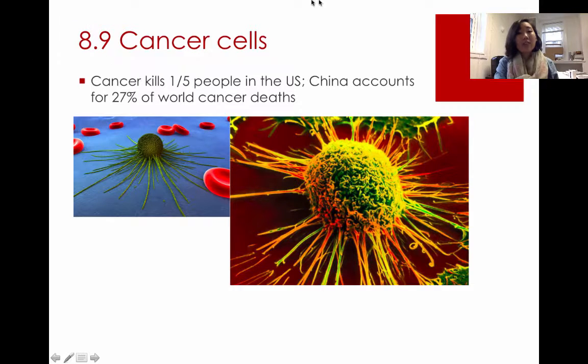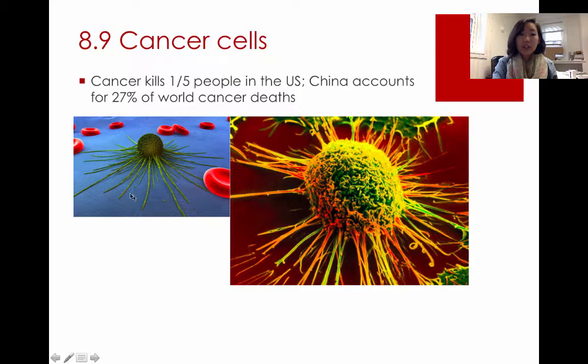The book talks about cancer cells. This is kind of when cells go wrong and they don't have these natural checkpoints and they just continue to divide without any kind of check. Cancer in the United States is responsible for 1/5 of the deaths. And China accounts for 20% of the world's cancer deaths. So out of everyone who dies in the entire world due to cancer, 20% of them are from China. So you can see it's a very serious concern.